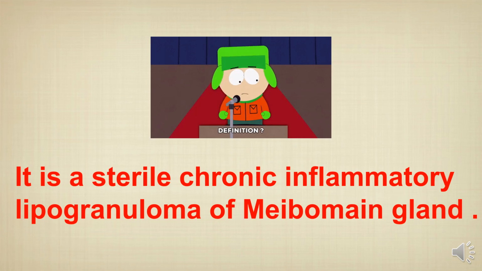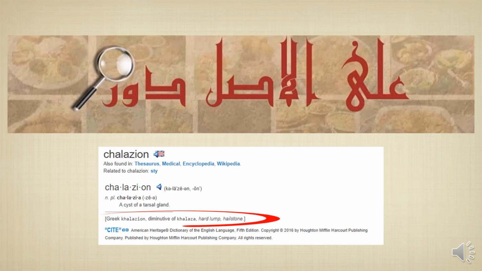Chalazion is a sterile, chronic, inflammatory lipogranuloma of the meibomian gland. This is the linguistic origin of Chalazion.